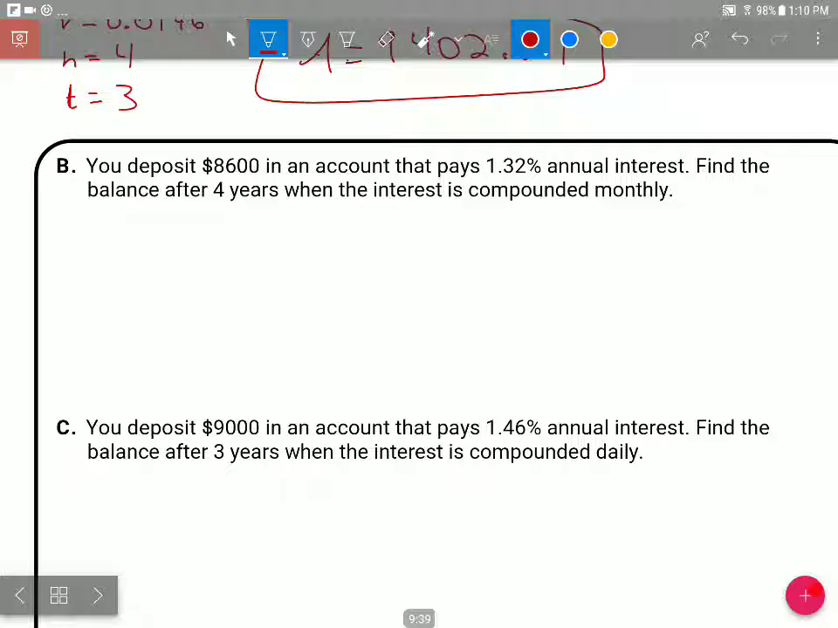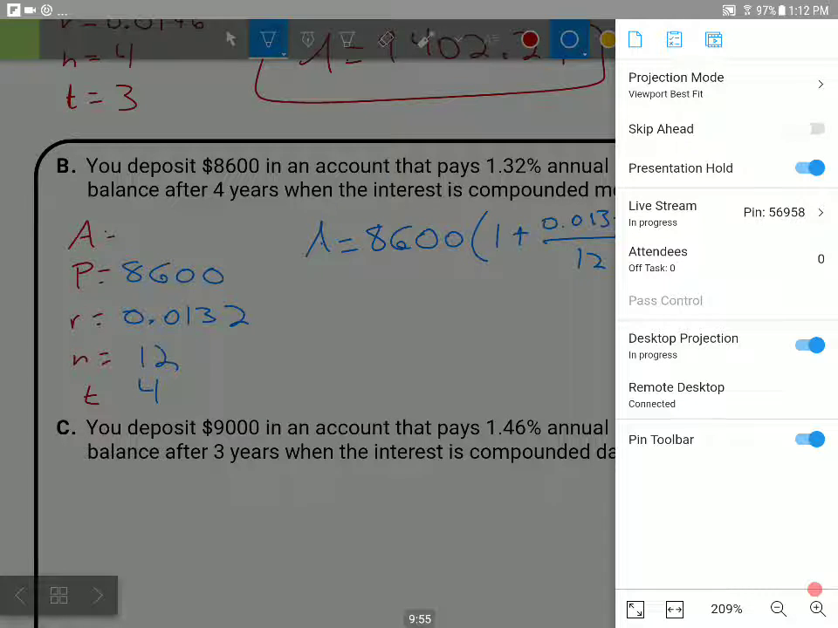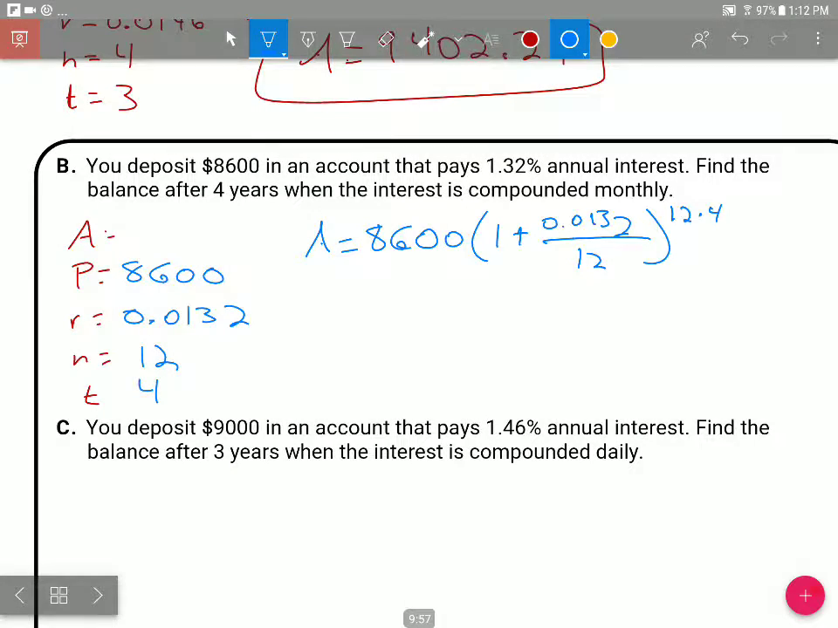Okay, here's what I want you to do. Don't yell it out. I want you to start filling out A, P, R, N, and T, and then write your equation. Okay? Take a second, fill all that out, write your equation. So monthly. All right. And let's fix that 2 right there.